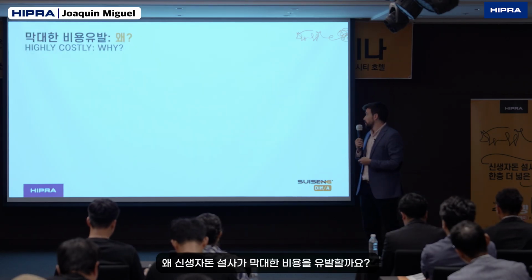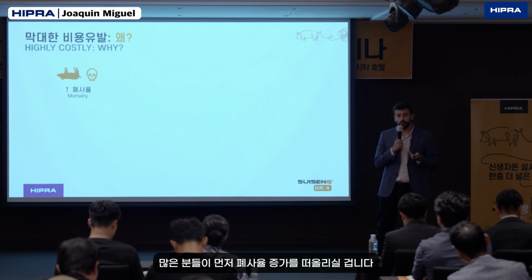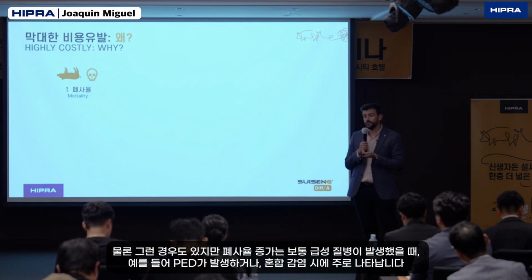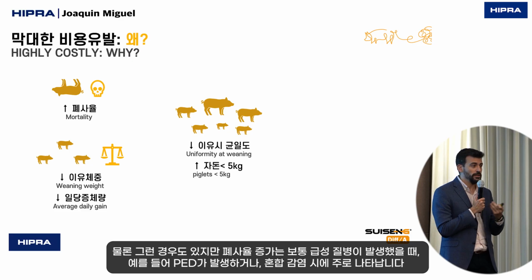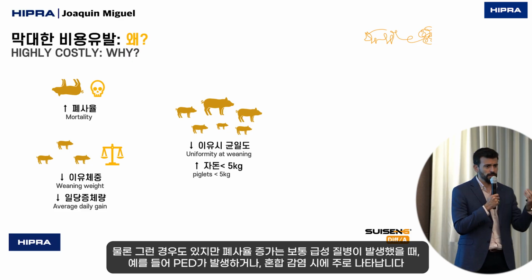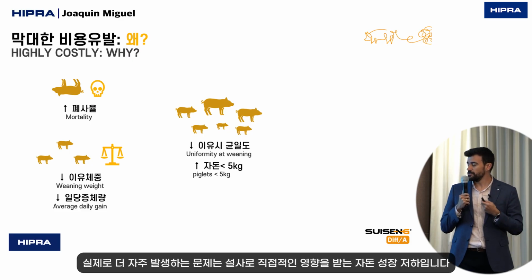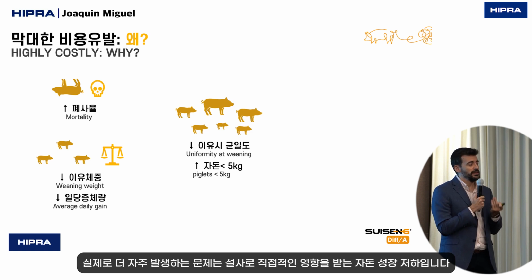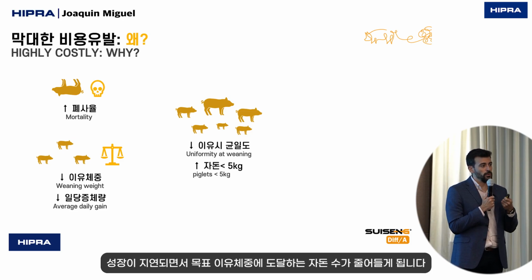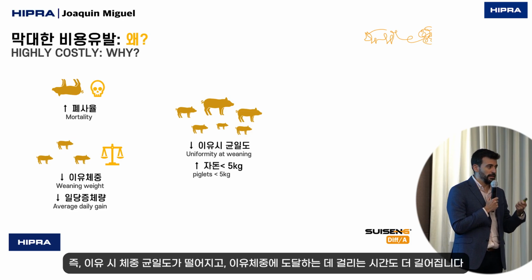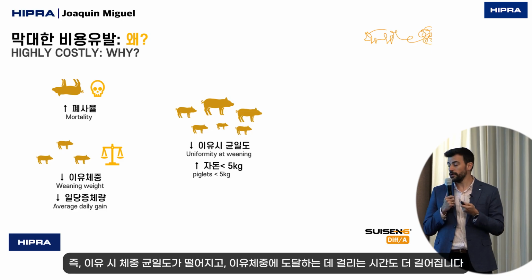Highly costly, why? Well, of course, we can think about an increase of mortality, but the increase of mortality only happens when we have an acute outbreak, for example an acute outbreak of PED, where we have co-infections of viruses and bacteria. But much more frequently, it is the direct impact on piglet performance, on the growth of the piglet. The diarrhea is going to impair the growth of the piglet, having fewer piglets with a higher weight at weaning, having less homogeneous litters, having piglets with a lower weight at weaning.